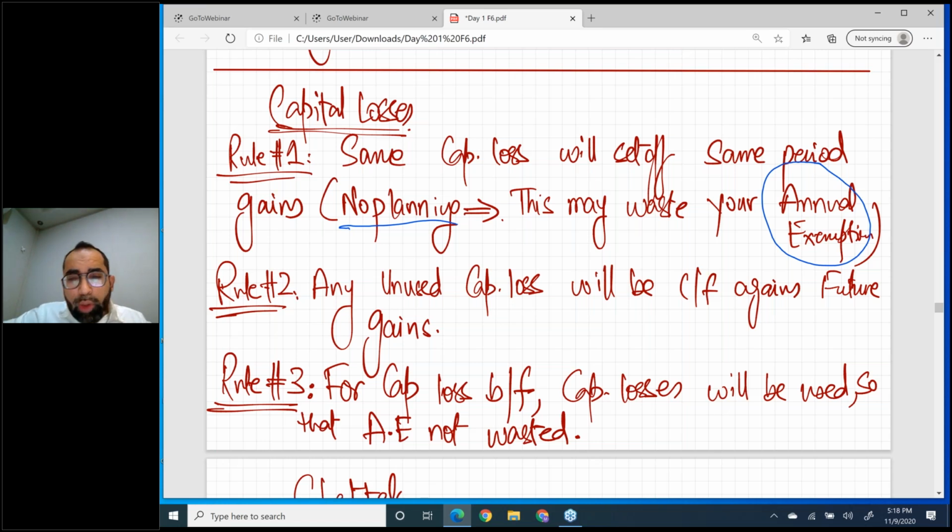Now, just think, you have a capital loss of 50,000 and a capital gain of 30,000. The 50,000 capital loss and 30,000 capital gain both will set off each other.